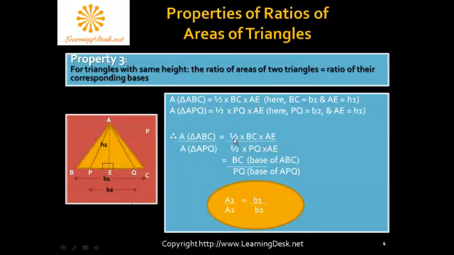Here again, half will cancel out, and AE and AE will cancel out. So what you're left with is BC over PQ, and BC is nothing but the base of ABC, and PQ is nothing but the base of APQ. So the area of ABC over area of APQ is the same as B1 over B2. So property 2 and 3 are kind of similar. If you have common bases, then the ratio is the same as the heights, and if you have common heights, the ratio of areas is the same as that of the corresponding bases.